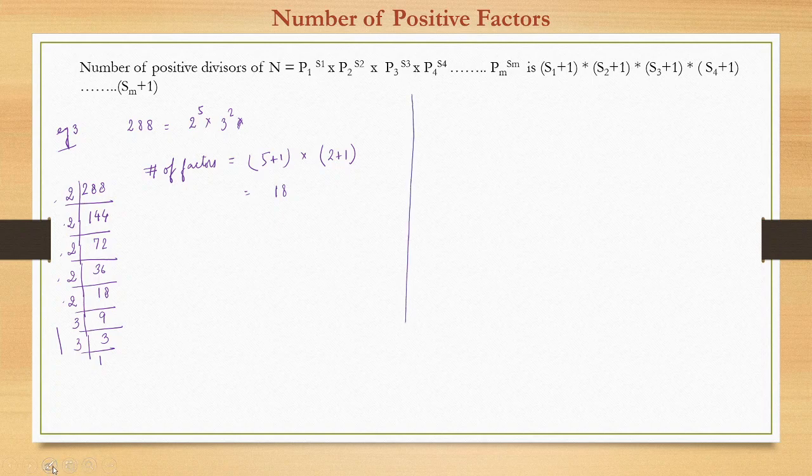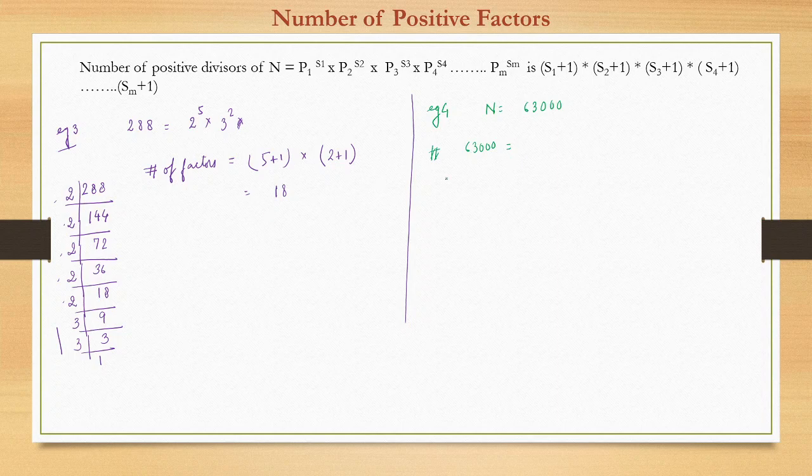Similarly, let's see another example. Let's say n is equal to 63,000. So we have to first prime factorize. I mean, so 63,000.